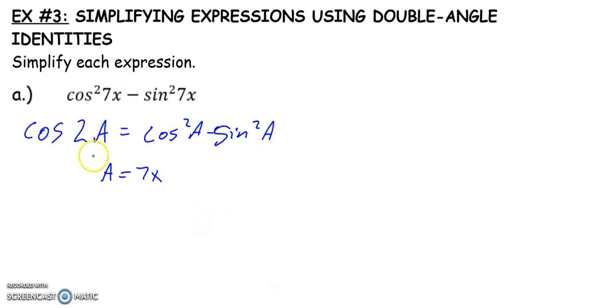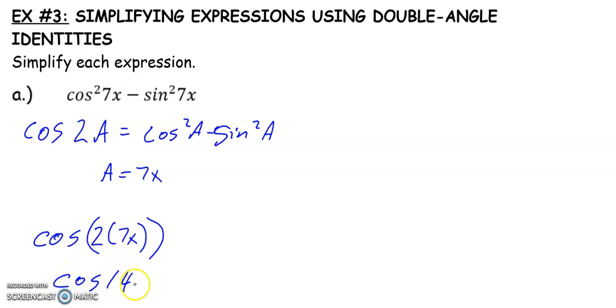So if we know a is 7x, we can just take out this a and plug in 7x. Let's write it a little simpler. We're going to write this as the cosine of 2 times 7x, and that's going to give me the cosine of 14x. Sometimes we like to use parentheses, sometimes we don't. It just looks a little neater. So that's how we do A. Boom.